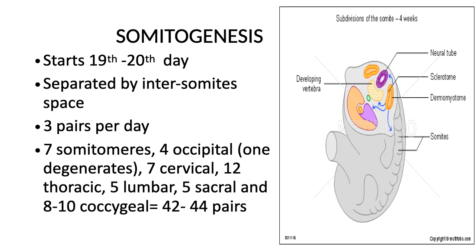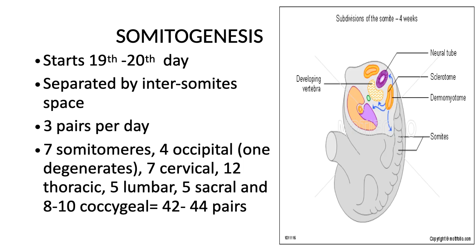So somite starts to differentiate. It starts to aggregate by the 19th day and the 20th day. You tend to see the first somite form, and it is called somitomeres. That is why those ones are found in the superior aspect of the occipital region. Each somite is then separated by what is referred to as the intersomite spaces.